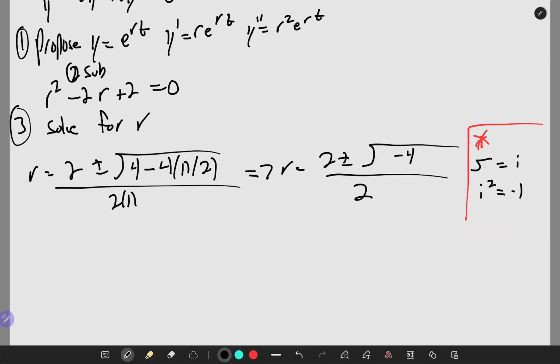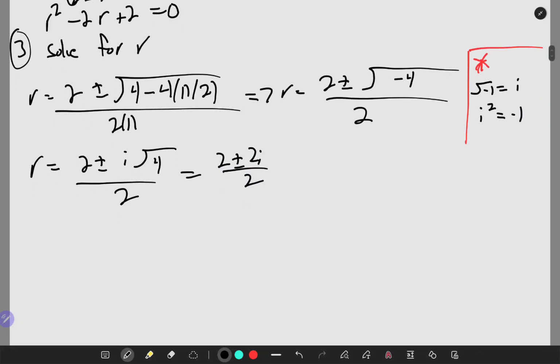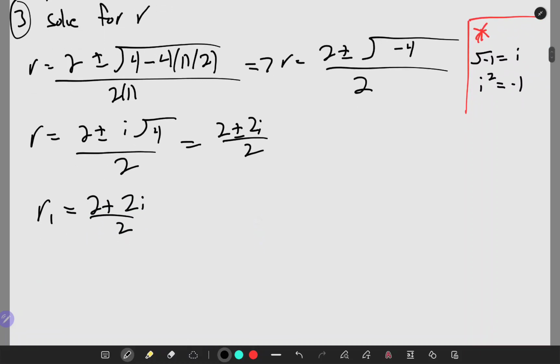Sorry, this is kind of hard to read. Okay, so knowing this information, we can rewrite r to be, right? So then this leaves us with 2 plus or minus 2i over 2. If we take the positive one, we're going to have 2 plus 2i over 2. If we take the negative, this would become 1 plus i. If we take the negative one, we'll have this, which is just 1 minus i.